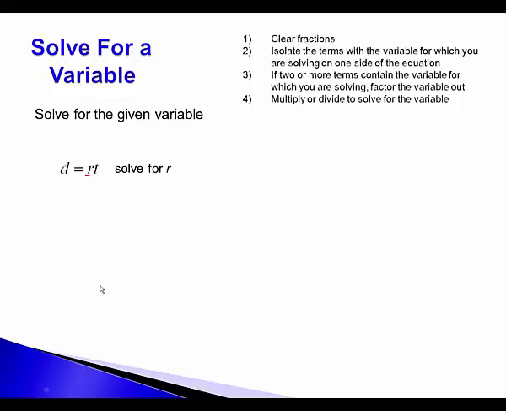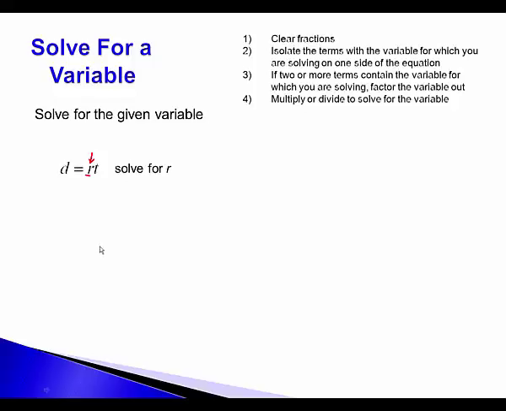It says isolate the terms with the variable for which you are solving on one side of the equation. What that means is all of the r's need to be on the same side of the equation. Well, I only have one r. It's on the right-hand side, and that's perfectly okay. If two or more terms contain the variable for which you're solving, factor the variable out. What that says is, do you have more than one r? And the answer here is I don't, so I don't need to do anything about that.